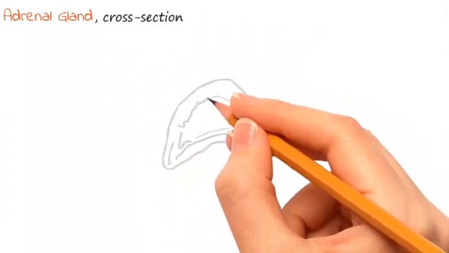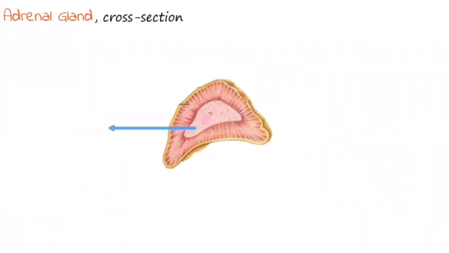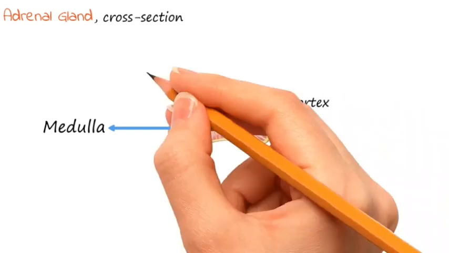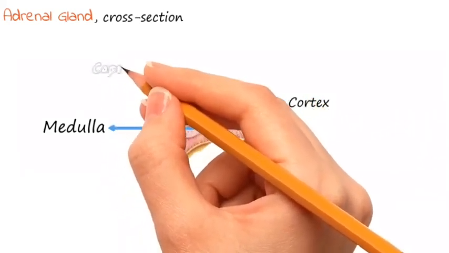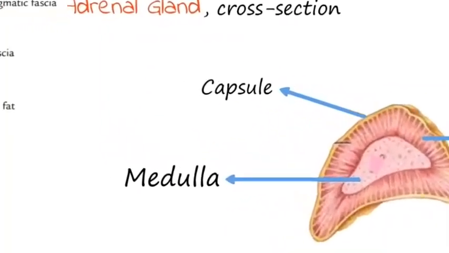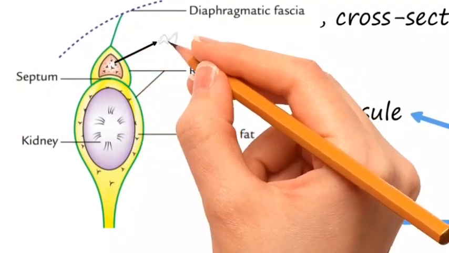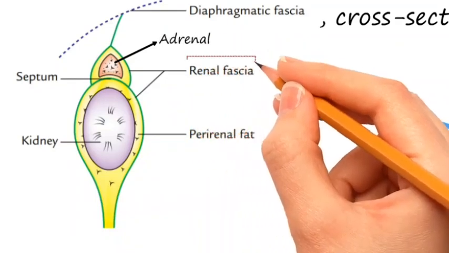Looking at the cross section of the gland, it is divided into the inner medulla and the outer cortex, enclosed in a capsule, and the capsule is formed as a continuation of the renal fascia.